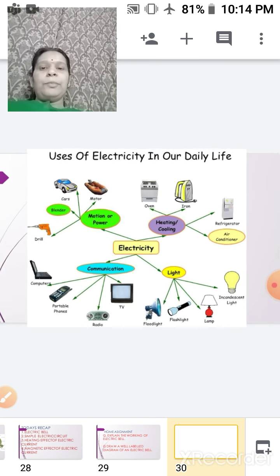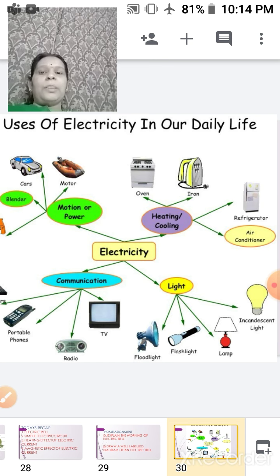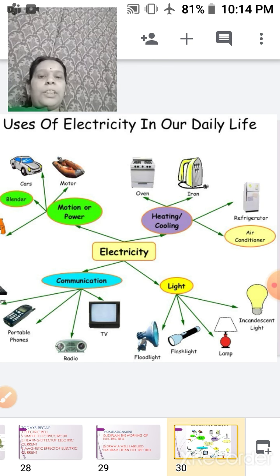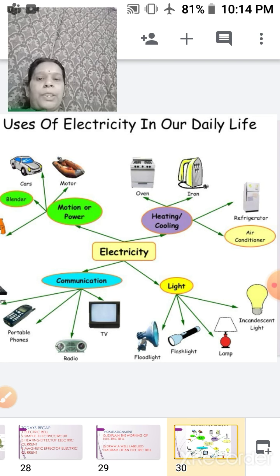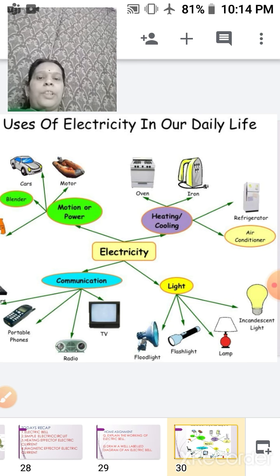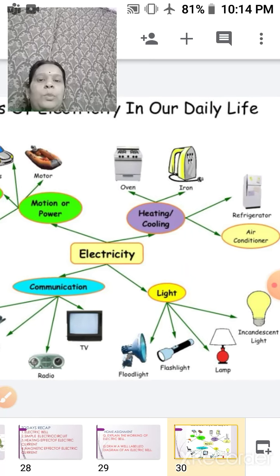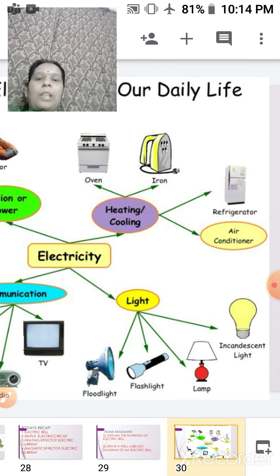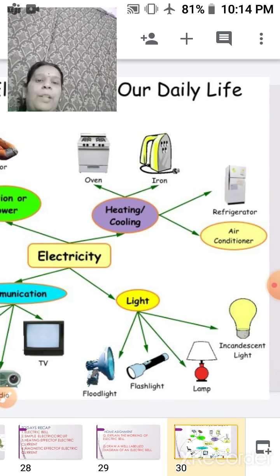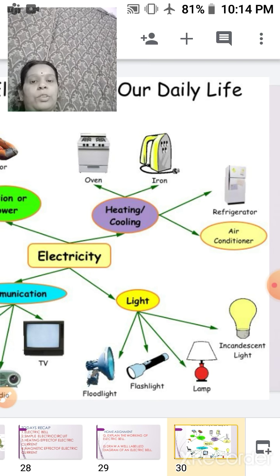Here you can see a few of the uses of electricity in our day-to-day life. Here they have shown you that electricity is used in different ways. First is motion and power. Here you can see your car, motors and many other vehicles. The other one is heating and cooling. Here you can see your oven, iron, refrigerators, televisions, all that.